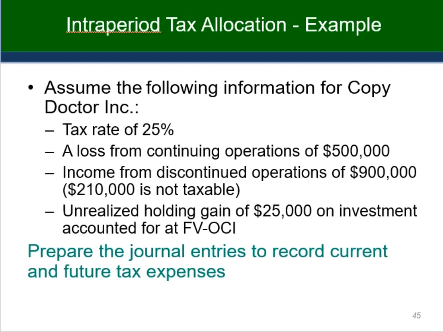So, an example, Copy Doctor Inc. has a tax rate of 25%, a loss from continuing operations of $500,000, income from discontinued operations of $900,000, $210,000 of that is not taxable, and an unrealized holding gain of $25,000 on an investment accounted for at fair value through other comprehensive income. The journal entries to record the current and future tax expenses would be as follows.